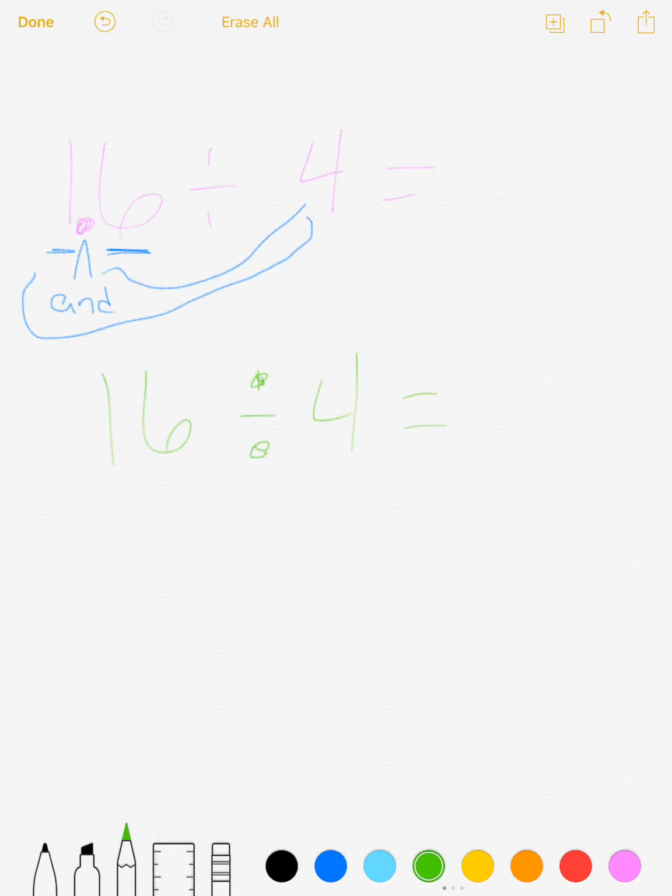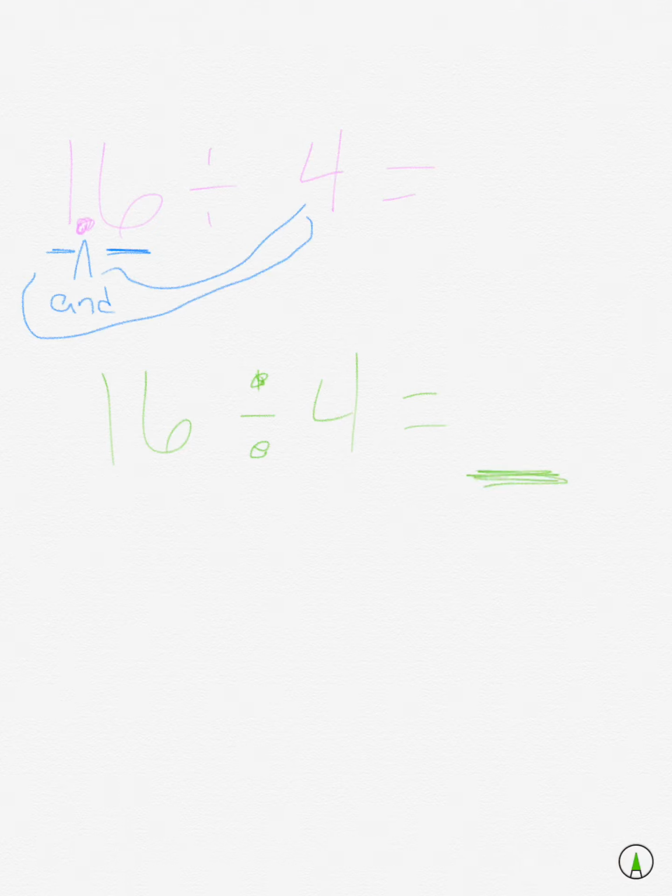All right, let's talk about it. This really means what number times 4 equals 16? And we all know that, right? What number times 4 equals 16? 4 times what equals 16? So I hope you said the answer is 4, correct? That makes it so much easier.